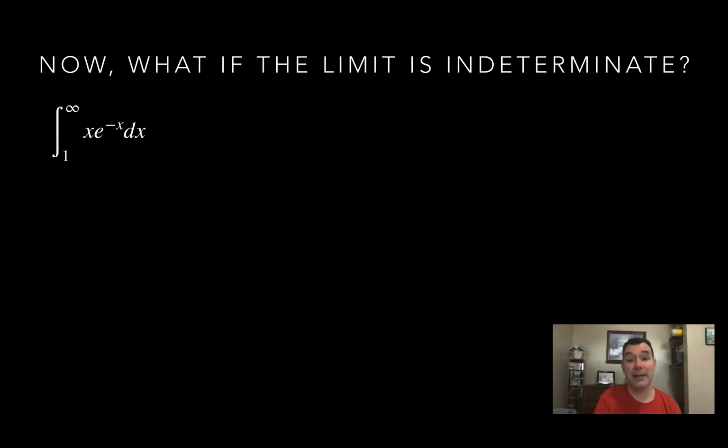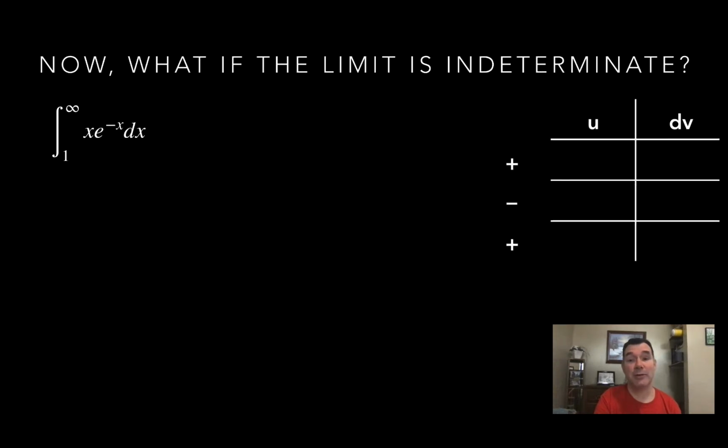All right, now what if the limit is indeterminate? So let's say I'm going from 1 to infinity of x times e to the negative x. Well, I'm going to have to do integration by parts with this, which I've talked about before. So my dv is going to be e to the negative x because that's an exponential, meaning that my u is just going to be x. So I work through the table. The derivative of x is 1. The antiderivative of e to the negative x is negative e to the negative x. And if I keep going, the derivative of 1 is 0, and the antiderivative of negative e to the negative x is back to e to the negative x.